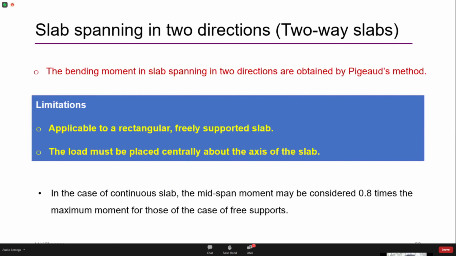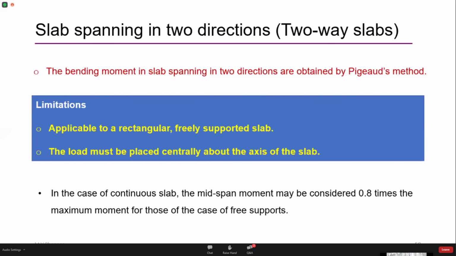So this method is applicable for calculation of bending moment for slab spanning in two directions. But before we go into the detail, before we go into the example of solving a problem using this method, let's understand what the limitations of this method are.